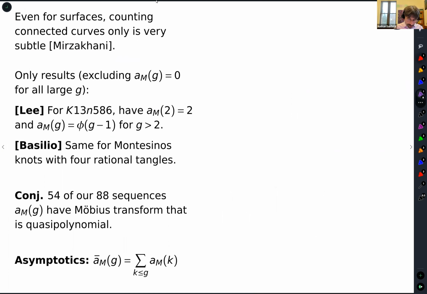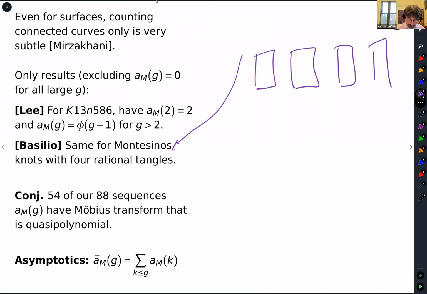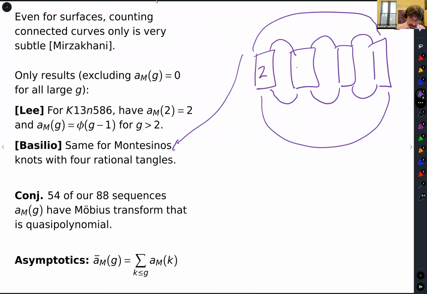For example, this would include things like 4-strand pretzel knots. So if we take four boxes like this, and we put some numbers in here, this means we take, say, 2 things here and 3 things here, and so on. It turns out that for this, the number of closed essential surfaces is given by this formula, times a factor of 4, but essentially by the same formula.